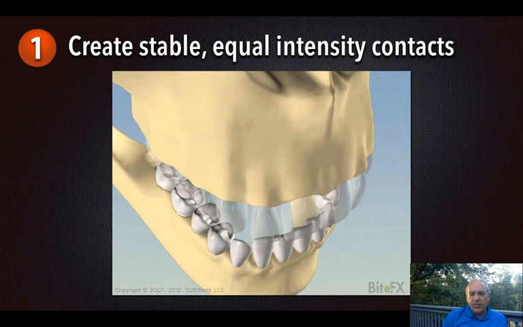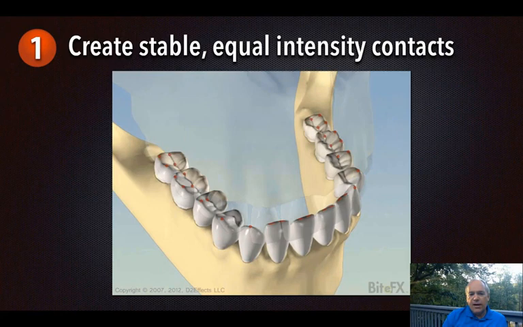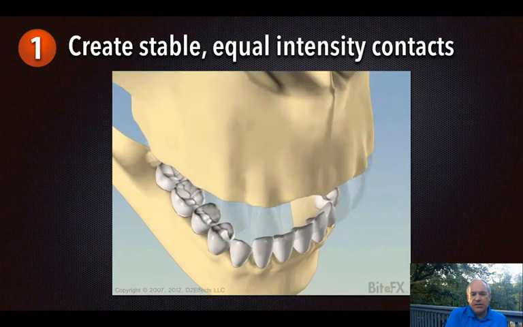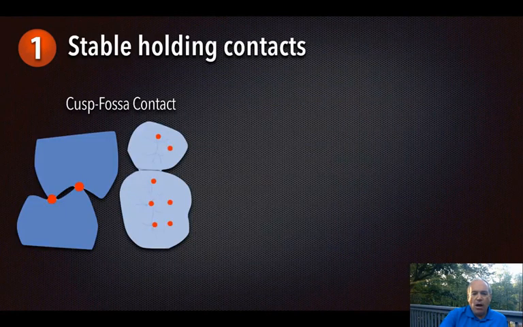So as we go through our basic rules, these 5 requirements, number 1 is we do want equal intensity contacts. We want to have stability around the mouth. Whatever force the patient can generate, the more teeth that come together in contact, the more that force is going to be distributed throughout the mouth.